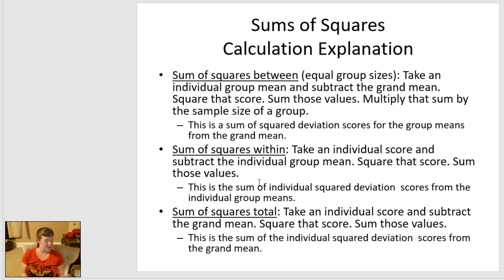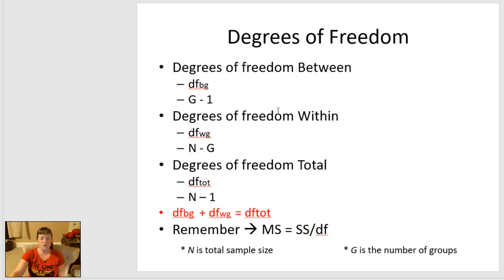But we're not done. Because what do you have to divide the sums of squares by to get your mean square, to get your variance? The degrees of freedom. And degrees of freedom are going to be different for between versus within. When you're looking at between the groups, the degrees of freedom is the number of groups you have minus 1. That's your degrees of freedom between the groups, G minus 1, where G is the number of groups that you have. So in our example with freshmen, sophomores, juniors, and seniors, it would be 4 minus 1. So degrees of freedom between would be 3. So you would take your sums of squares between and you would divide by 3.